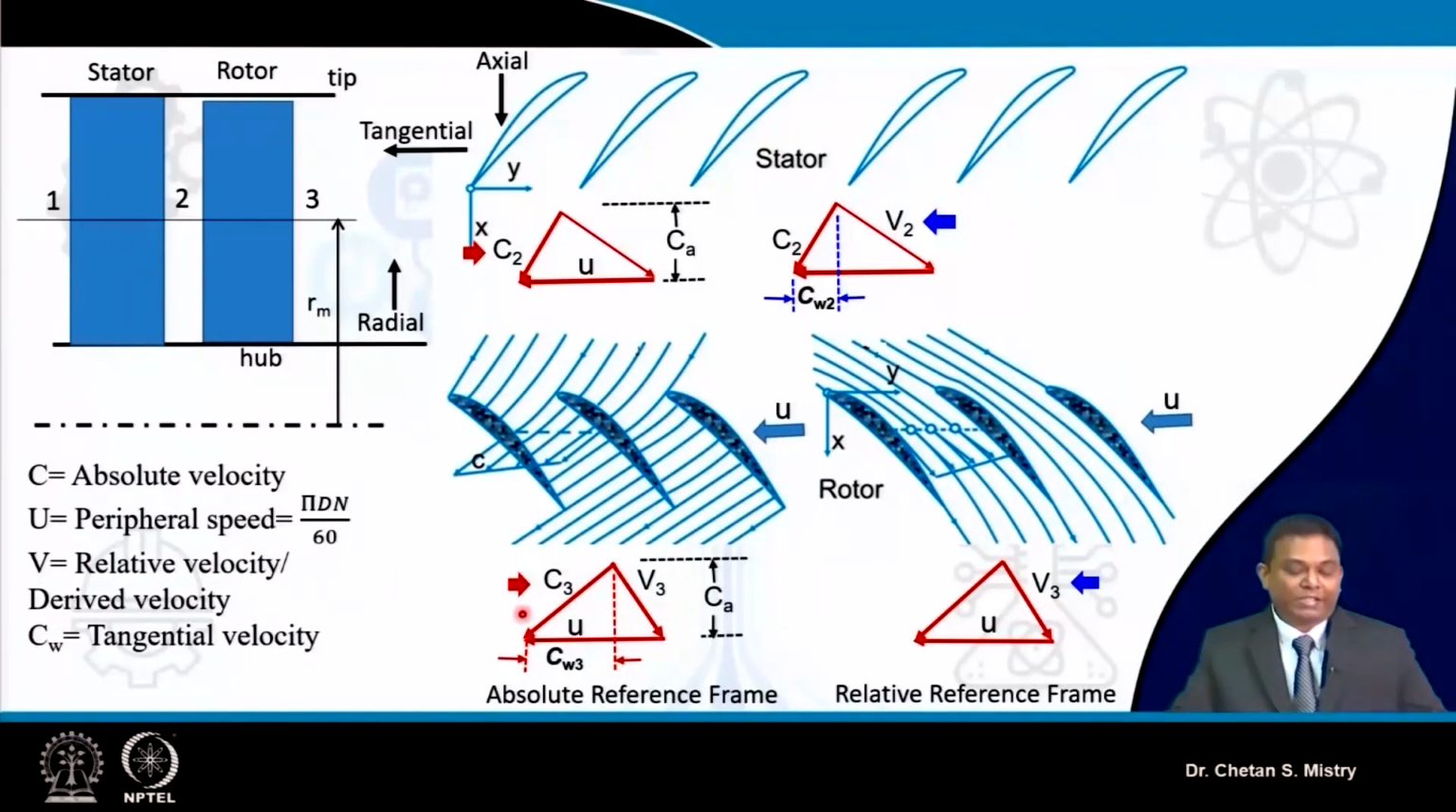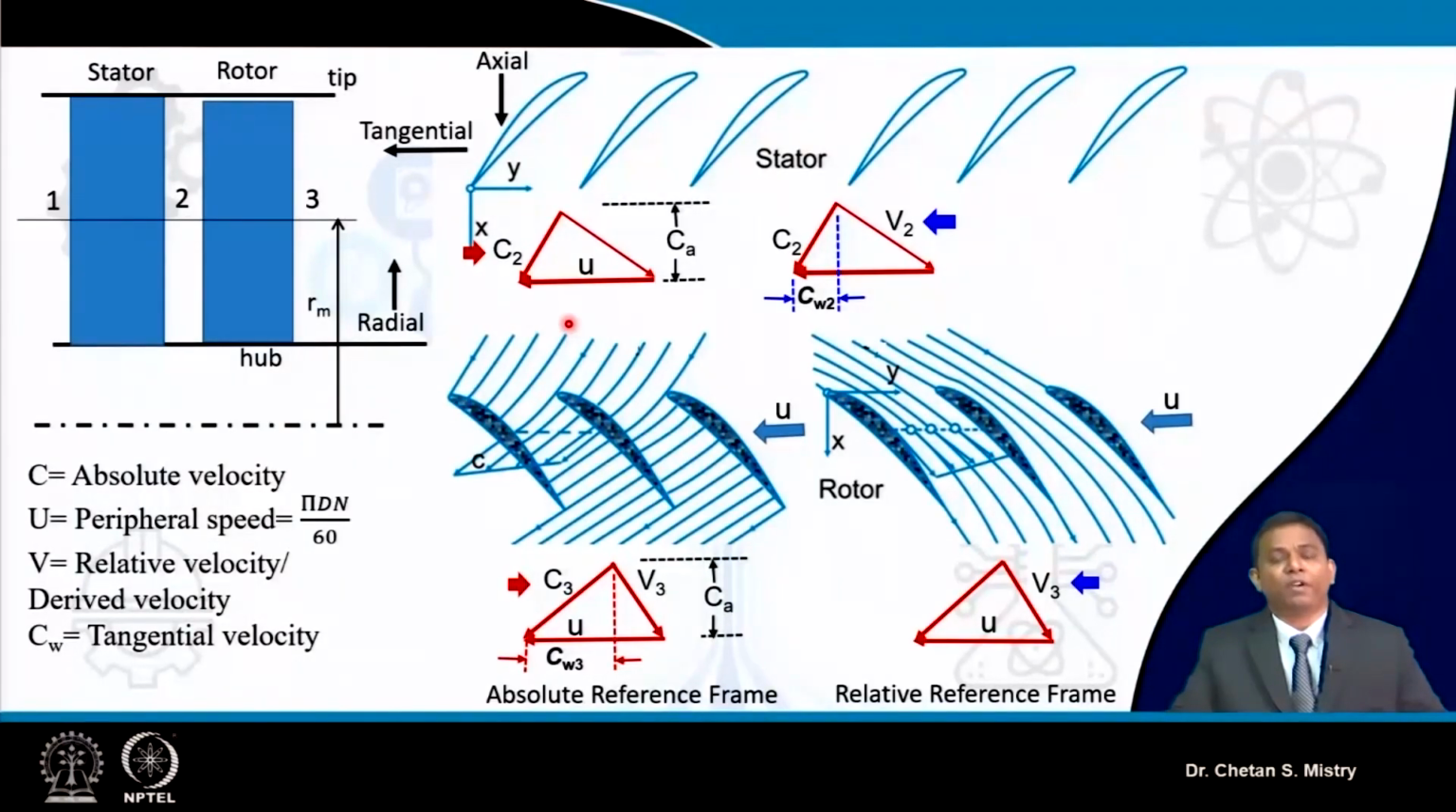Now come to the second point, that is my absolute velocity component. What is happening? At the entry of my rotor, my absolute velocity component is lower, and if you look at my absolute velocity component at the exit of my rotor, it is coming out higher. So we need to be very careful in plotting our velocity triangle. In doing our calculation, all these aspects are very important.